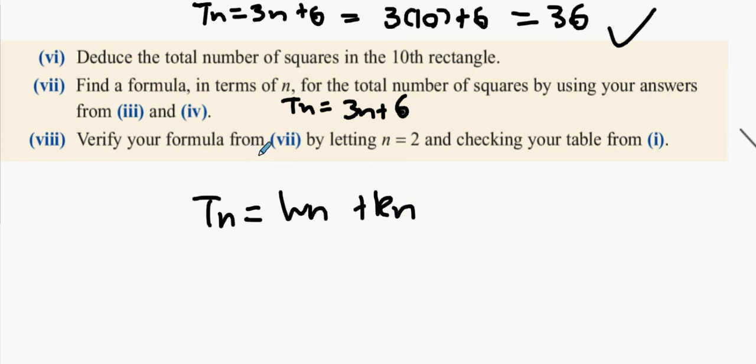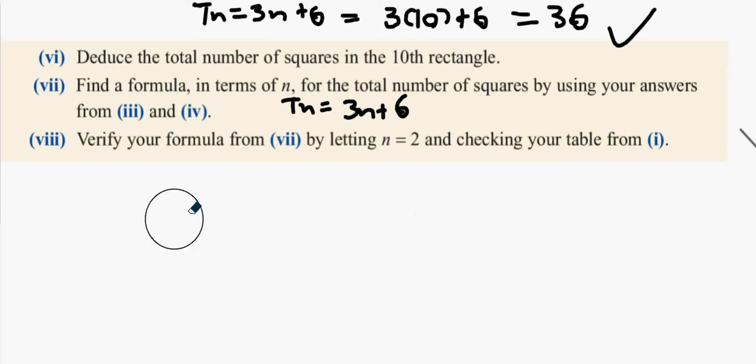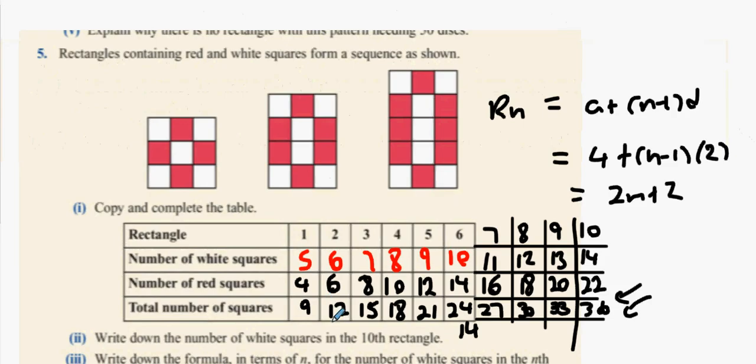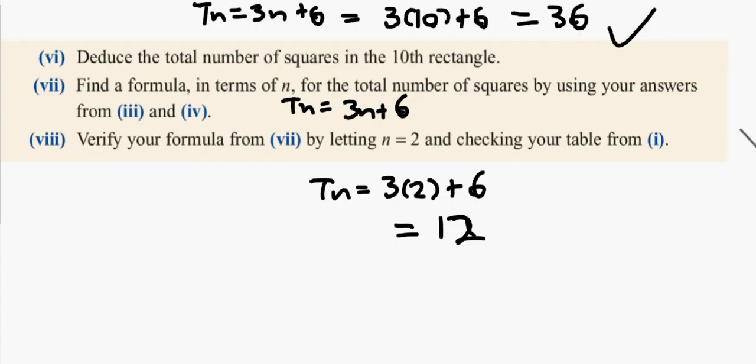Verify your formula by letting n equal 2. Well, if n equals 2, we can say that Tn equals 3 times 2 plus 6, which means there should be 12 tiles in total. Are there 12 tiles in total? Yes, there are. And now we've successfully done question 5. Good job.